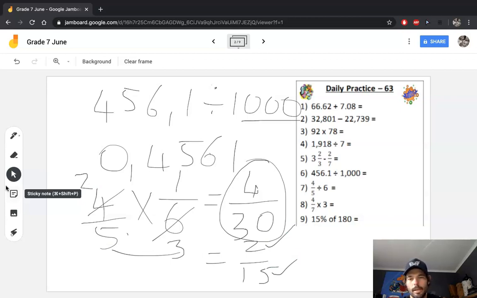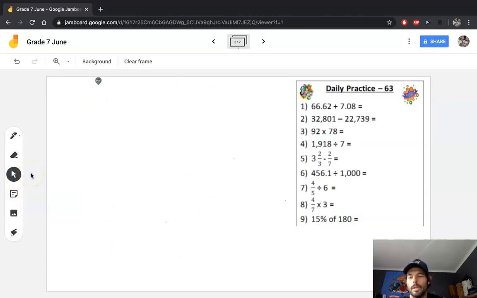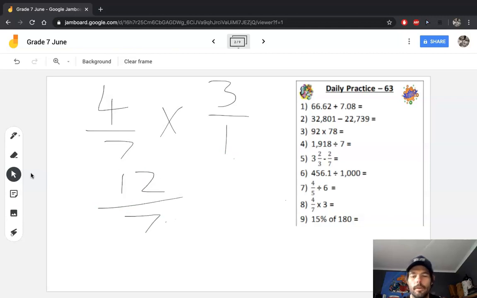Question 8 is multiplication of a fraction and a whole number. And if you just remember what I've just worked through with you, we could say 4 over 7 times 3 over 1. So we've got 2 fractions to work with. Multiply the numerators, multiply the denominators, you get 12 over 7. If you need to convert that into a mixed fraction, 7 goes into 12 once, and there's 5 over 7 left over.